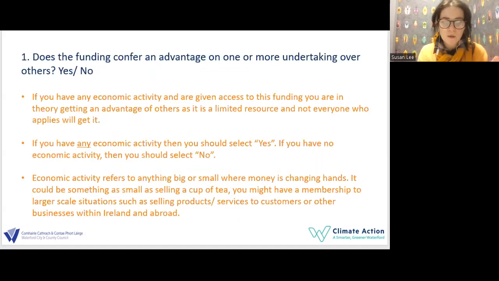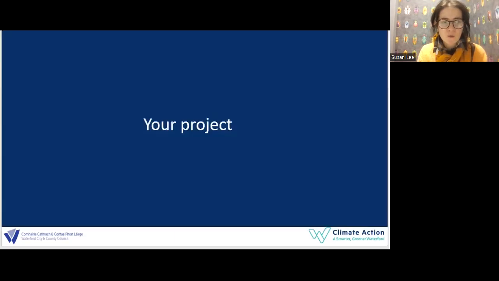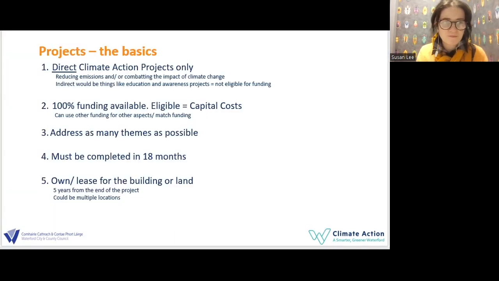Now, I'm not going to go over the next 3 slides. It's basically just an explanation for each of the 3 questions. We've just gone over it here. It'll be in the slides so you can read it later. And please get in touch if you have any questions over where you're going to stand on the state aid. So on to your projects.